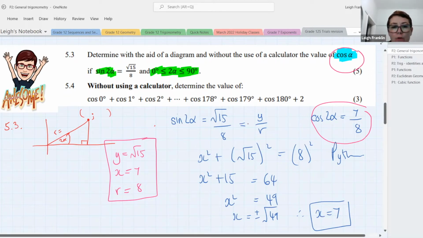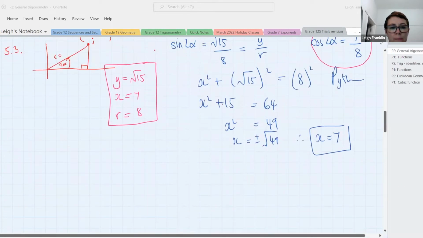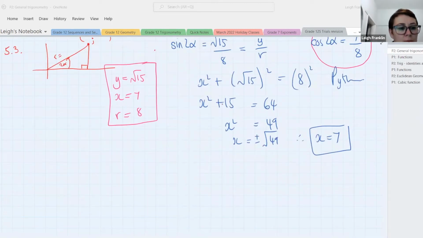How are we going to go from sine 2 alpha or cos 2 alpha or tan 2 alpha to alpha? How do we do that? Anyone got any ideas? Kanisile, yes, you're quite right, using a double angle. So what have we got to do here? I'm just going to give you a little hint.